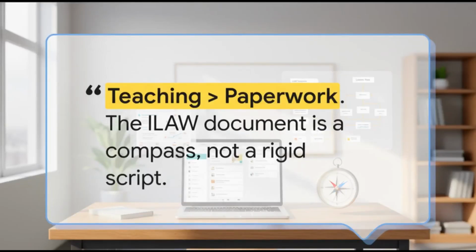Let's keep things in perspective here. Always prioritize progress over perfection. The ILAW document is meant to be a compass, pointing you in the general right direction. It's not a rigid GPS script that forces you to ignore what's actually happening right in front of you in your classroom. Teaching will always be greater than paperwork. So, allow your lesson plan to be flexible enough to embrace those magical, spontaneous, teachable moments when a student asks a brilliant question out of nowhere.